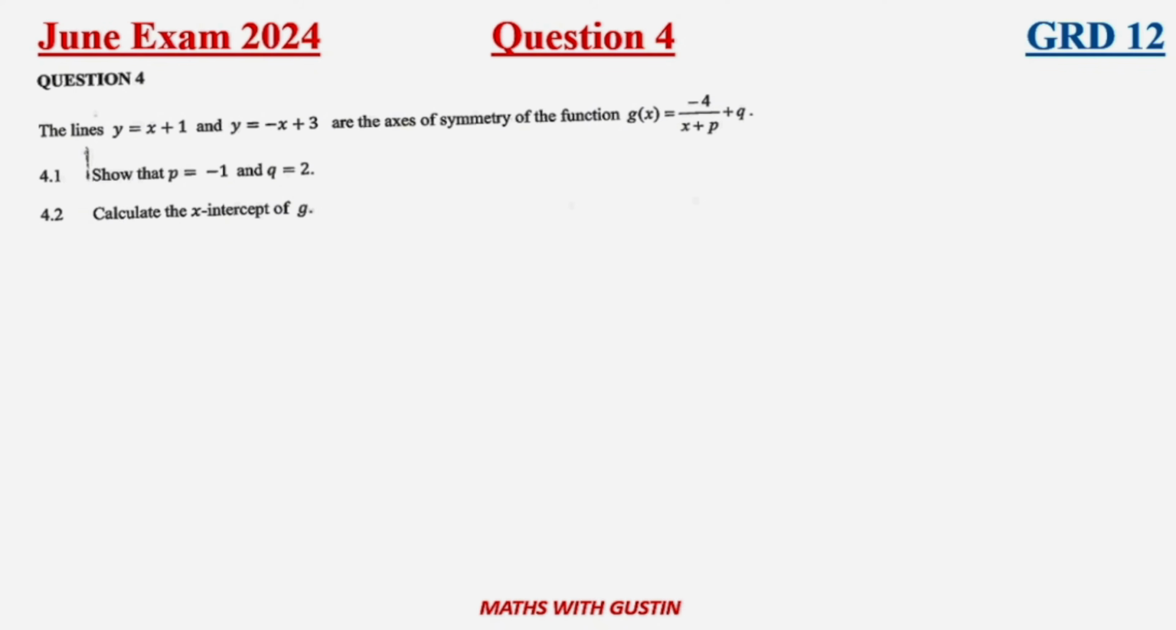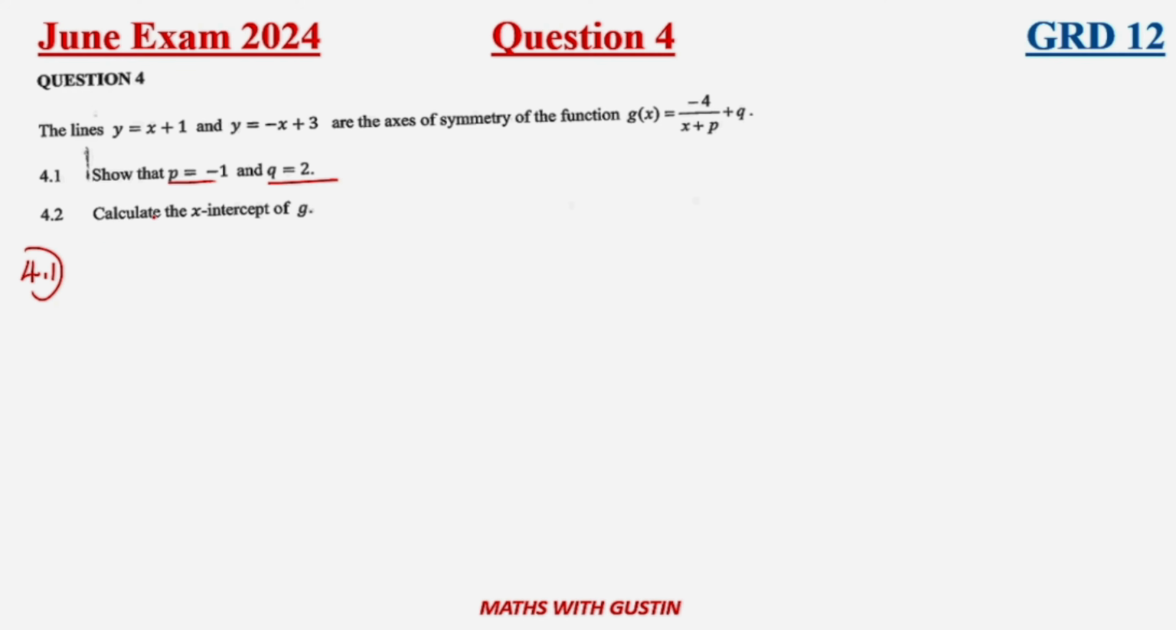Let's read the question. The question says the lines y equals x plus 1 and y equals minus x plus 3 are the axes of symmetry of g of x equals minus 4 over x plus p, plus q. And then they want us to show that p and q are equal to minus 1 and 2 respectively. All right, so now let's go ahead and look at 4.1.